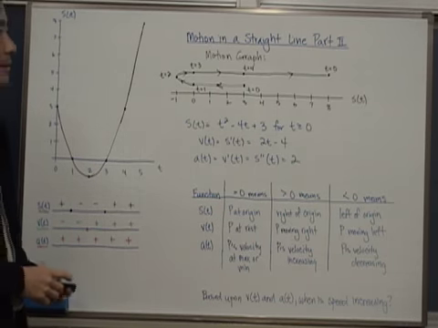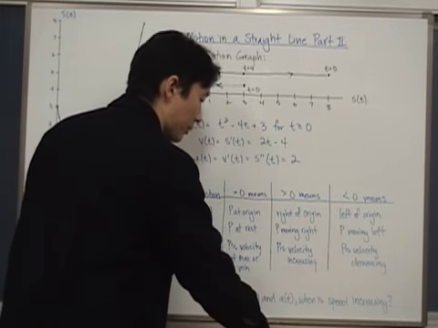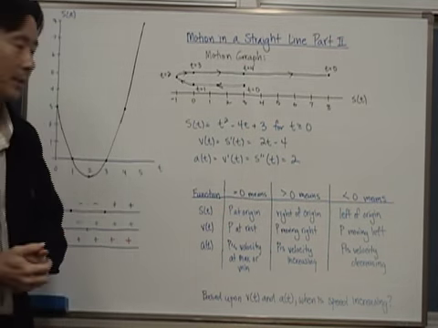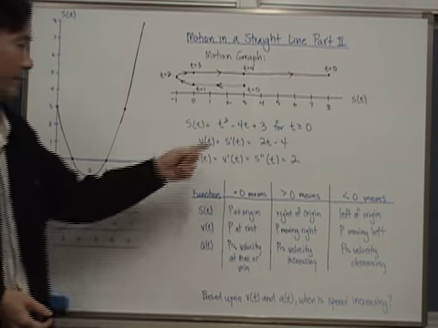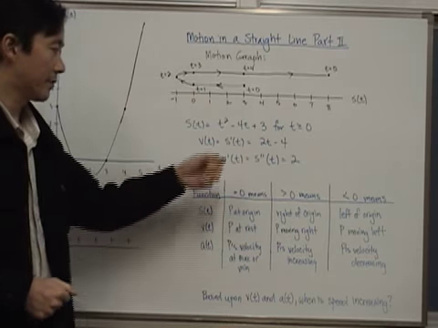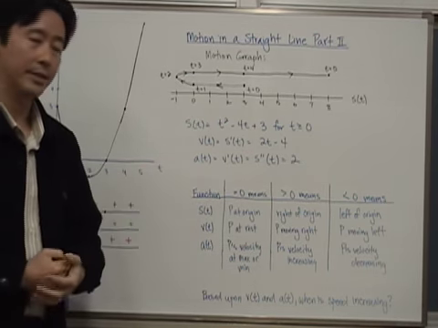So what we're going to do now is analyze what the particle is doing in terms of its velocity and its acceleration, because we already know that the velocity is the first derivative of the distance function, and the acceleration is the first derivative of the velocity function, or the second derivative of the distance function.